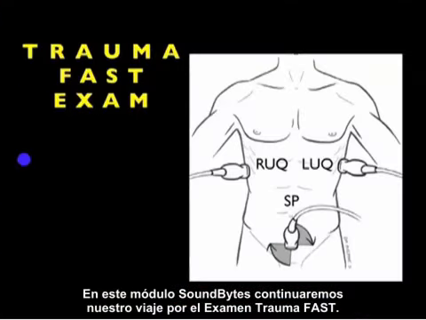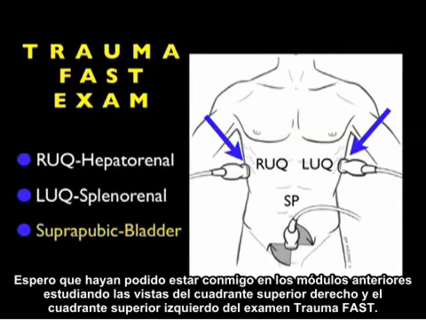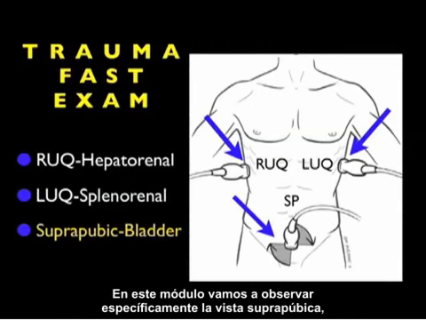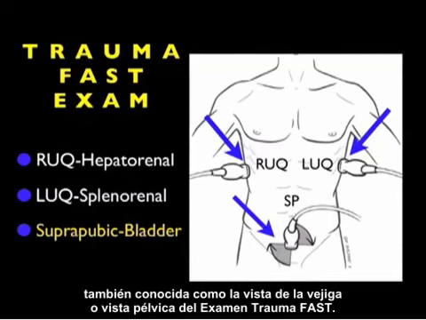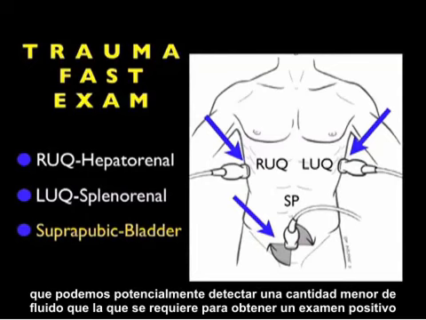In this Soundbites module, we'll continue our journey looking at the Trauma Fast Exam. I hope you've had a chance to join me prior for modules looking at the right upper quadrant and left upper quadrant views of the Trauma Fast Exam. In this module, we'll specifically look at the suprapubic view, also known as the bladder or pelvic view of the Trauma Fast Exam.